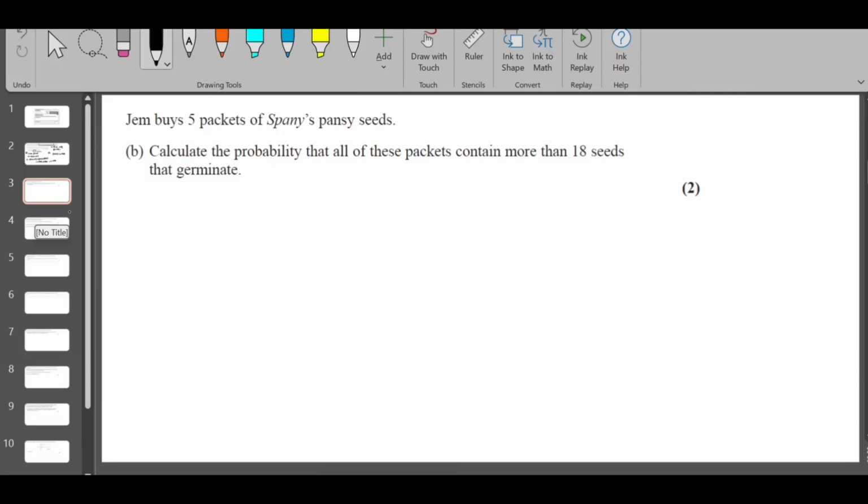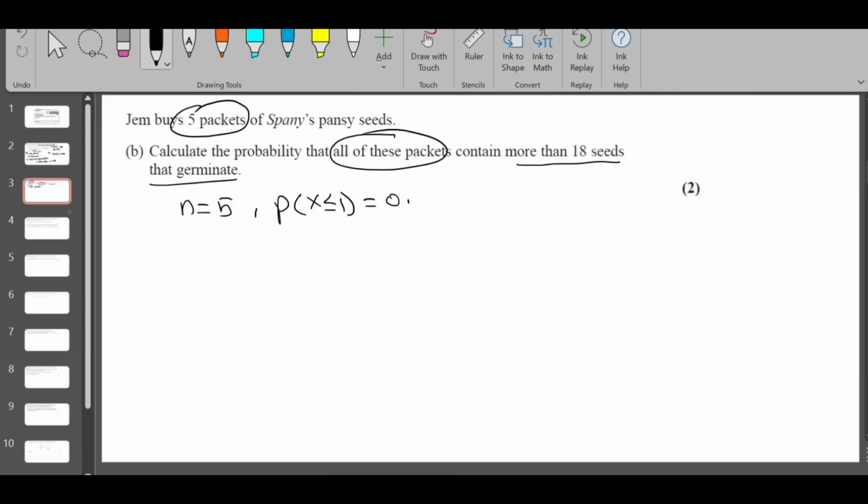Part B. Jem buys 5 packets of pansy seeds. Calculate the probability that all of these packets, that means 5 out of 5. Okay, so N is 5. What is the probability of success here? The probability of success is more than 18 seeds that germinate, which is what we calculated in the previous part, 0.7358. So here you can write Y follows a binomial distribution of 5, 0.7358. They want us to find P of Y is equal to all 5 packets.